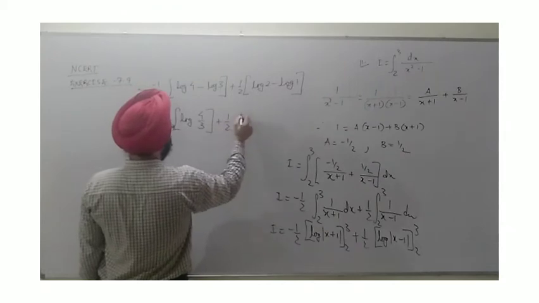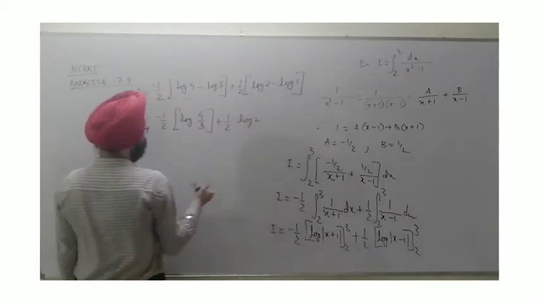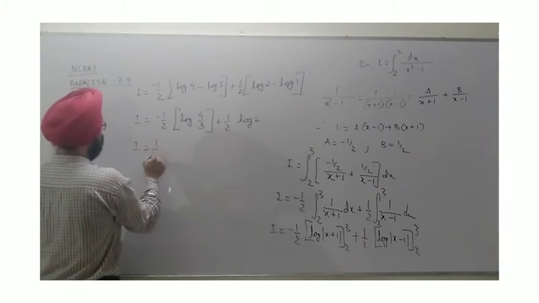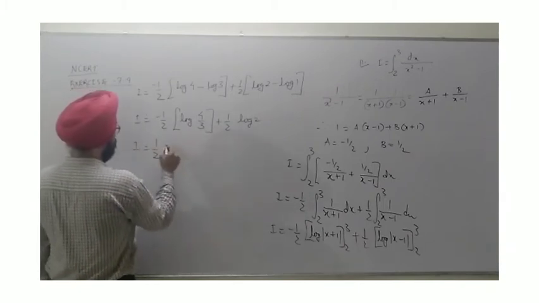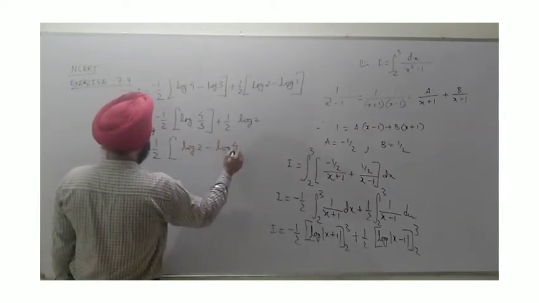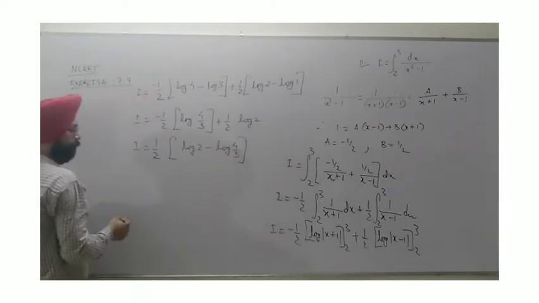Here we get half. Log 2, as log 1 becomes 0. And from both of the terms, as half is common, we can take it out, and here in the bracket we will get log of 2 minus log of 4 by 3.